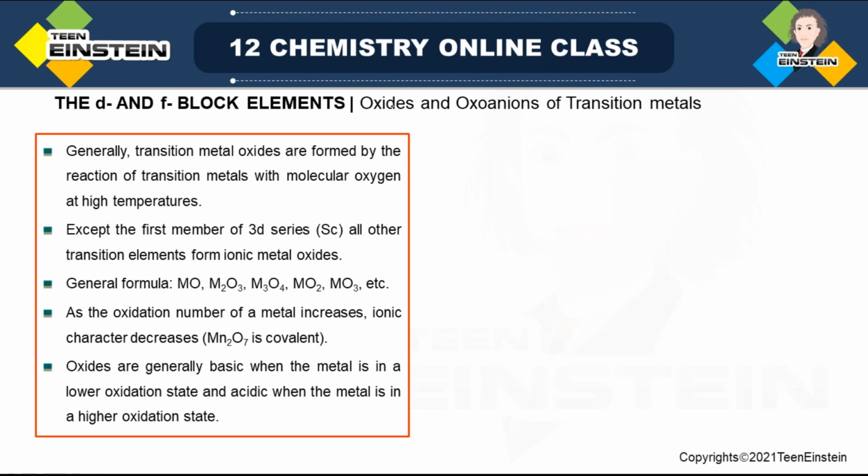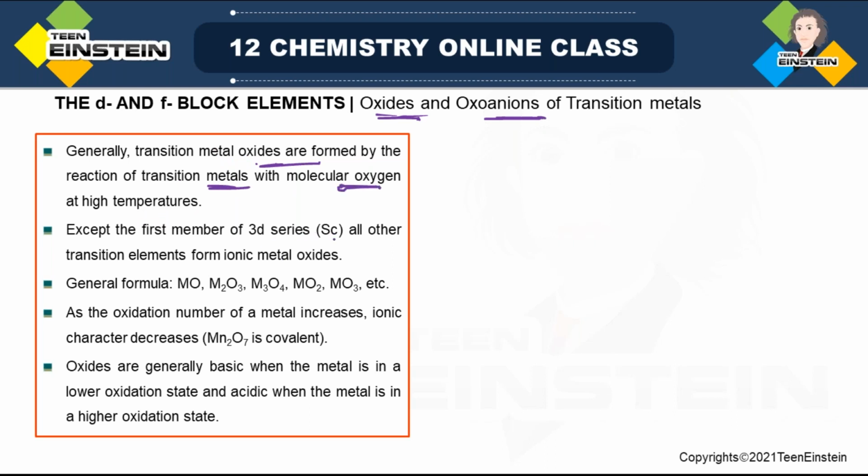Next topic, oxides and oxoanions. Oxide means metal oxide, and oxoanion means some negative charge will be present. It may be an oxocation also, in that case some positive charge will be present. Generally, transition metal oxides are formed by the reaction of transition metals with molecular oxygen at high temperature.